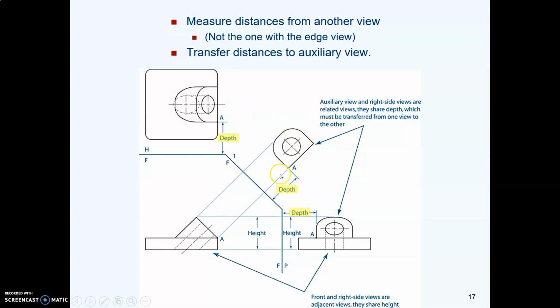So here's the auxiliary view. We can't measure that depth from our front view, so we go one layer back to our top view or one layer back to our side view. And that depth is going to be the same dimension, the same size in each of those views.